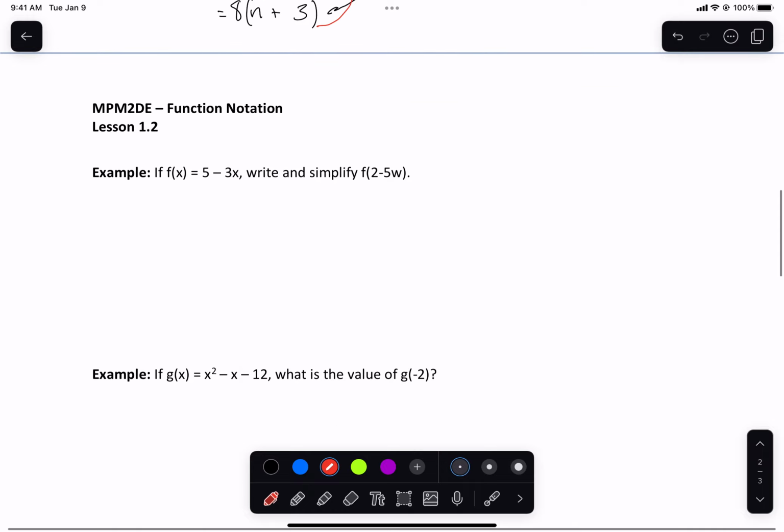Nothing too much different here. Just a couple extra practice questions. Again, it tells you what to substitute, so substitute it and go.